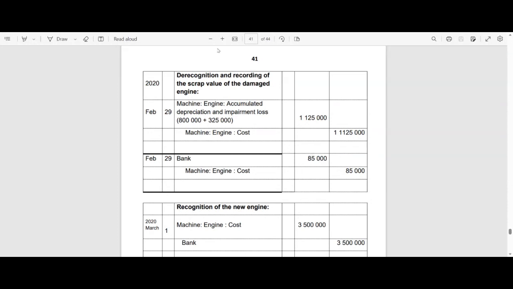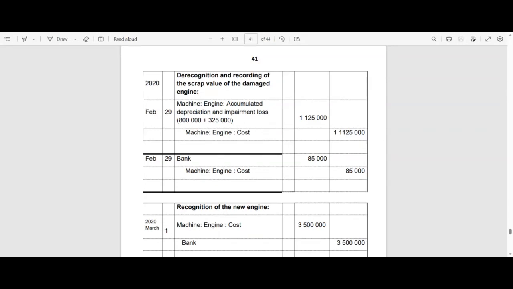Maybe there's not an error, but let us do it my way. We'll do it in one entry. So what I would have done here, I would have debited the machine accumulated depreciation, which was 1,125,000, and then I would have debited the bank account with 85,000 rands, and then that entry would have fallen away. But you have to have both entries. Mr. Kaladin, I'm painting myself into a corner here.